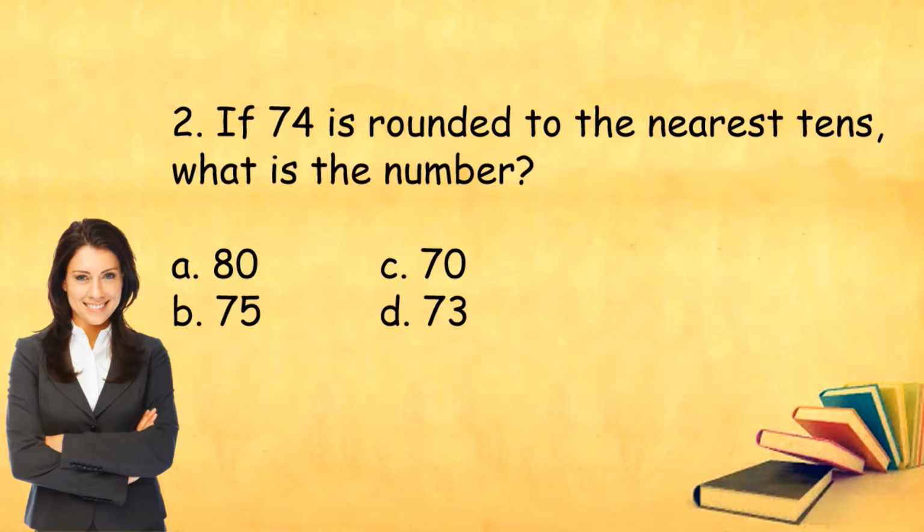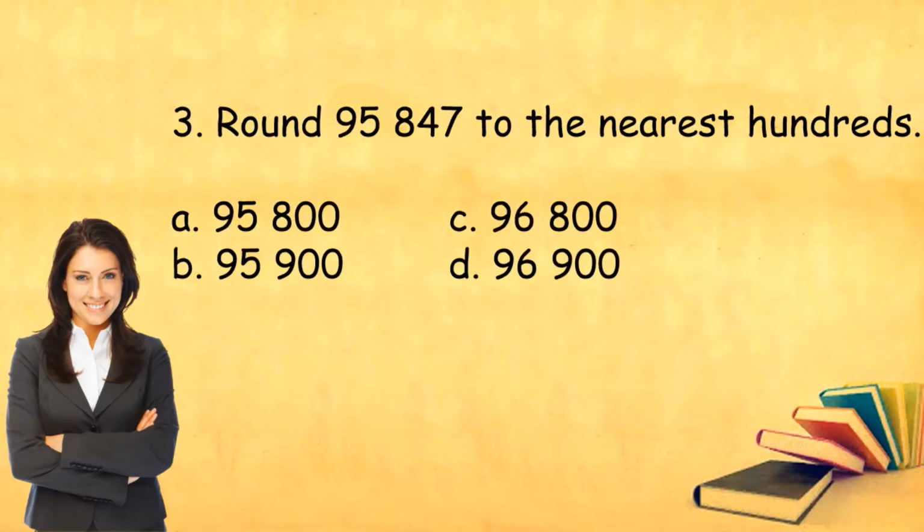Number 2. If 74 is rounded to the nearest tens, what is the number? A. 80. B. 75. C. 70. D. 73. The correct answer is C. 70. Number 3. Round 95,847 to the nearest hundreds. A. 95,800. B. 95,900. C. 96,800. Or D. 96,900. The correct answer is A.